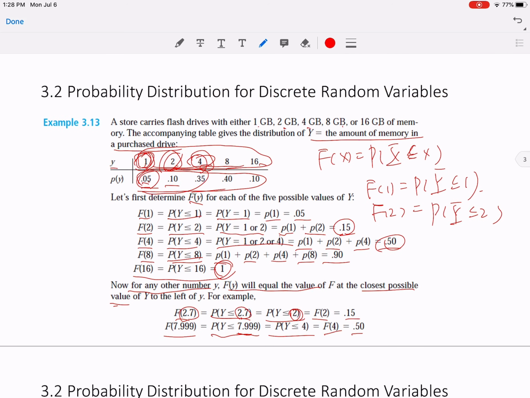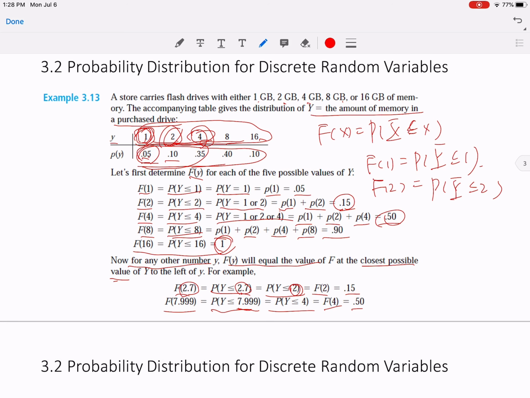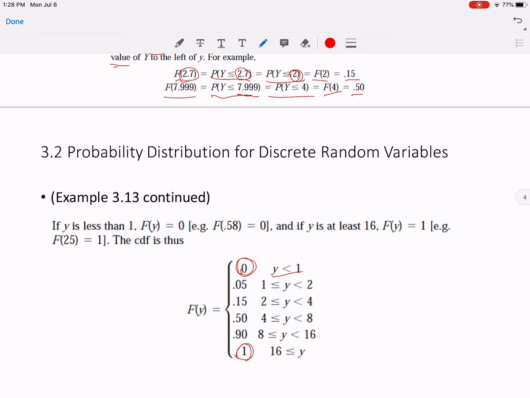Now we can tell that the smallest possible value of y is 1. There's nothing less than 1. So for any number y less than 1, the probability is 0. Of course, f of y is equal to 0 if y is less than 1, because there's no number less than 1 in the probability distribution.